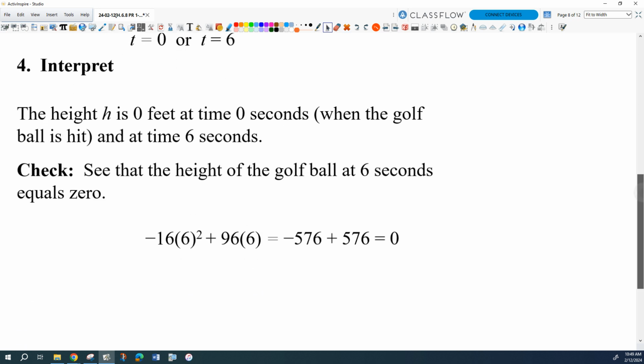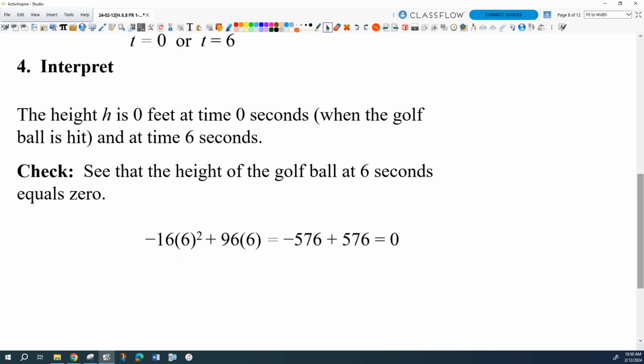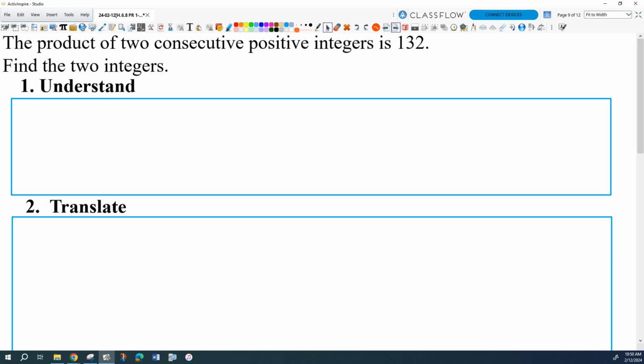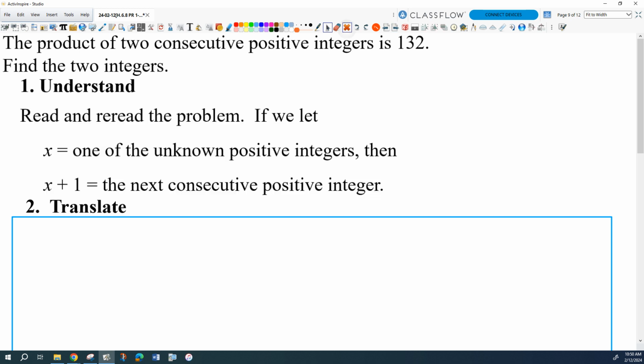All right, and then we could check it by plugging 6 back in, and yeah, it works. Okay, how about this one? Same kind of thing. So here's an application. The product of 2 consecutive positive integers is 132. Find the 2 integers. And well, first step, read through the problem.